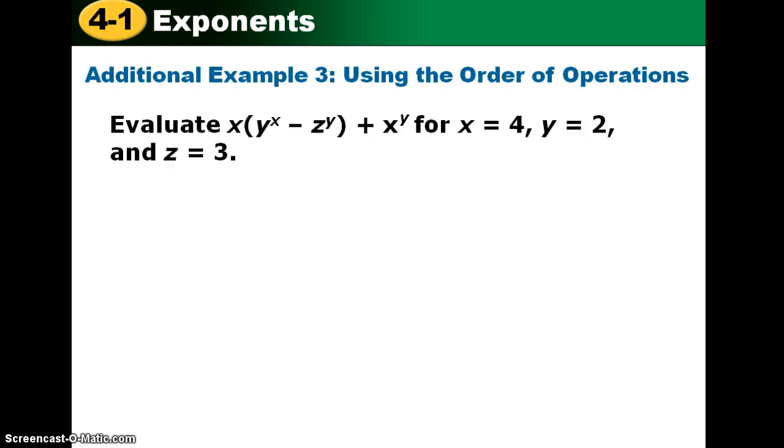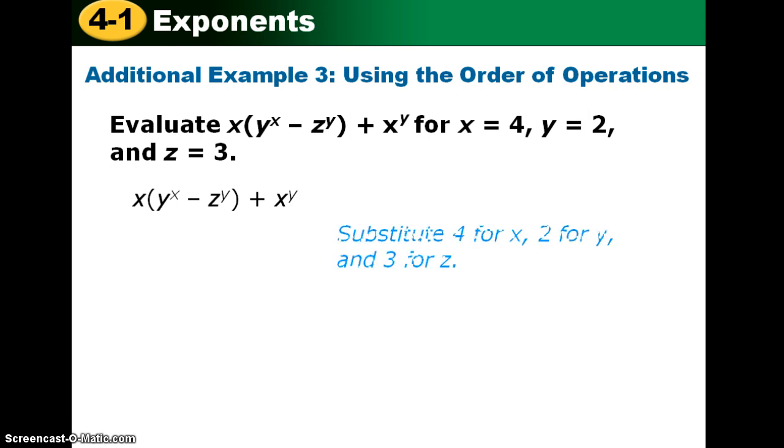The last thing we'll need to do is make sure we're using order of operations correctly. We're asked to evaluate x times the quantity y to the x minus z to the y plus x to the y for x equals 4, y equals 2, and z equals 3. So we need to start by putting numbers in place of those variables. We have the values, we have to make sure we correctly put them into the operation. When we've substituted them in, this is what it would look like: 4 times the quantity, 2 to the 4th, minus 3 to the 2nd, plus 4 to the 2nd.